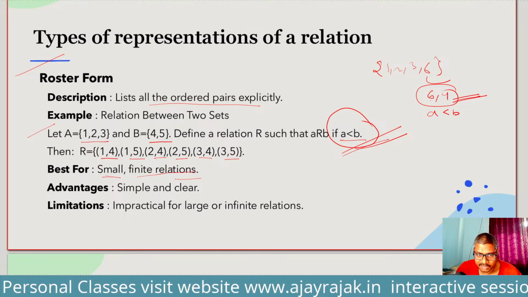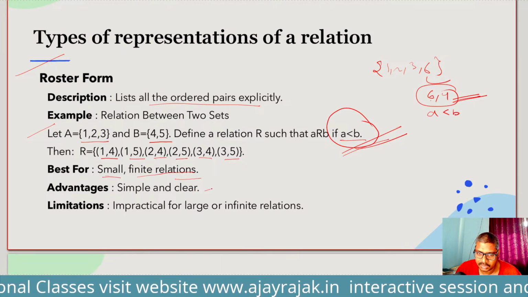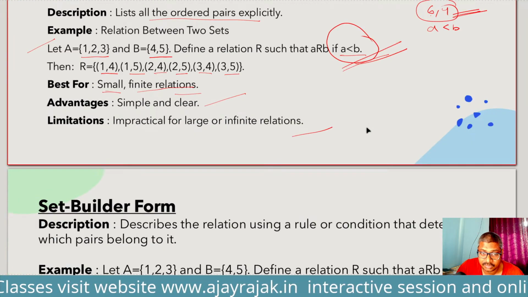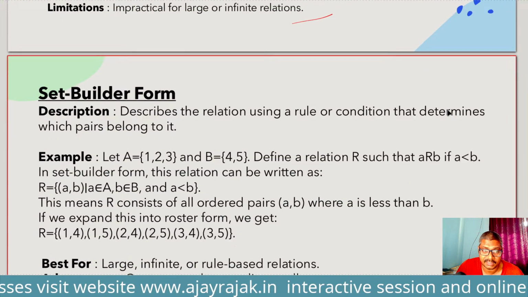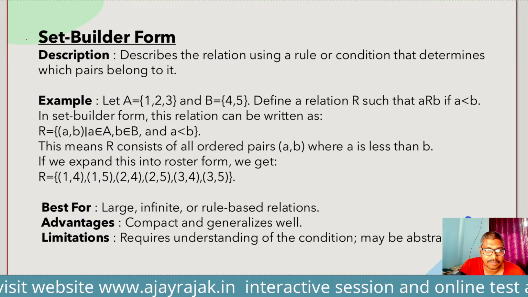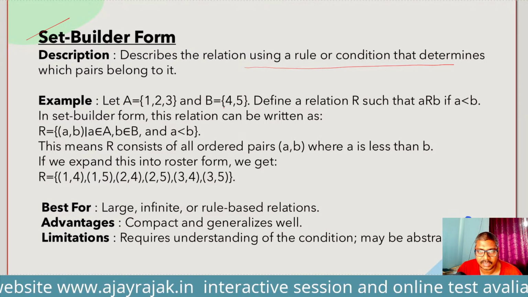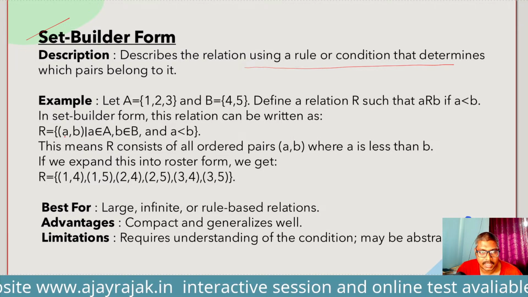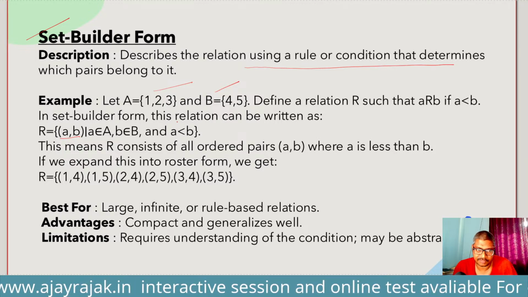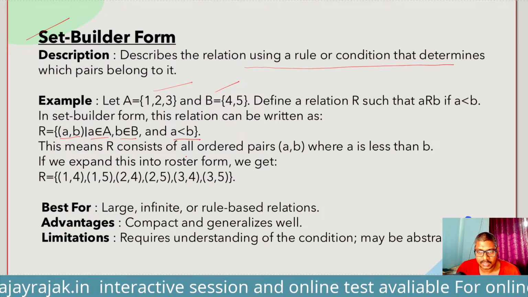So roster form is good for small and finite relations, simple and clear, but impractical for larger and infinite relations. So if it's not suitable for large and infinite relations, which type of representation is there? Set builder form. The relation is determined using a rule or conditions. Like here we are representing, okay, A comma B, where A is this element and B is the same example as the previous one. So A belongs to A and B belongs to B, and A should be less than B.